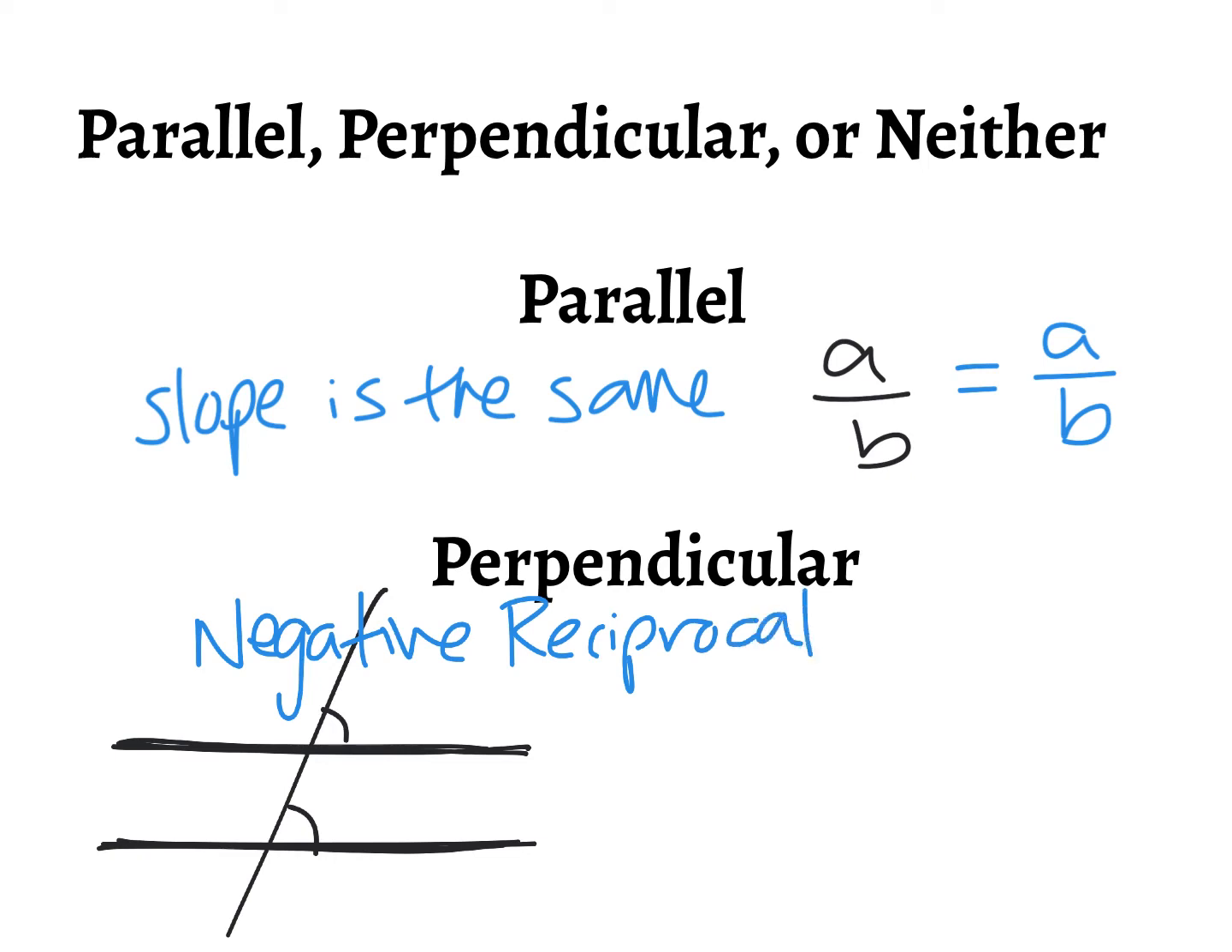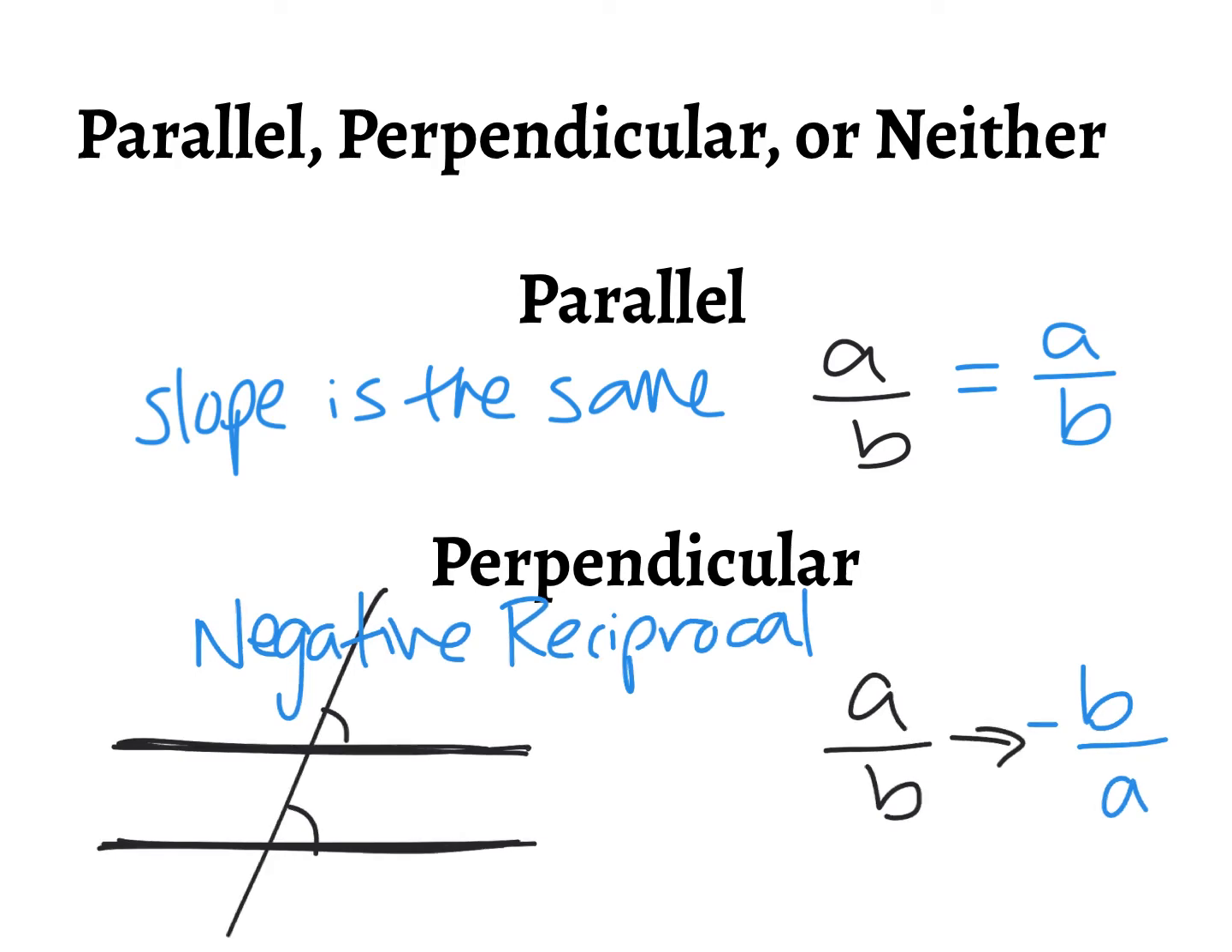What this means is that if I have a slope of a over b, I'm going to flip the slope to b over a, and I'm going to change the direction of the slope. So negative: I'm going to change the sign and flip the fraction. And this is how you would determine if the slopes were perpendicular to each other.